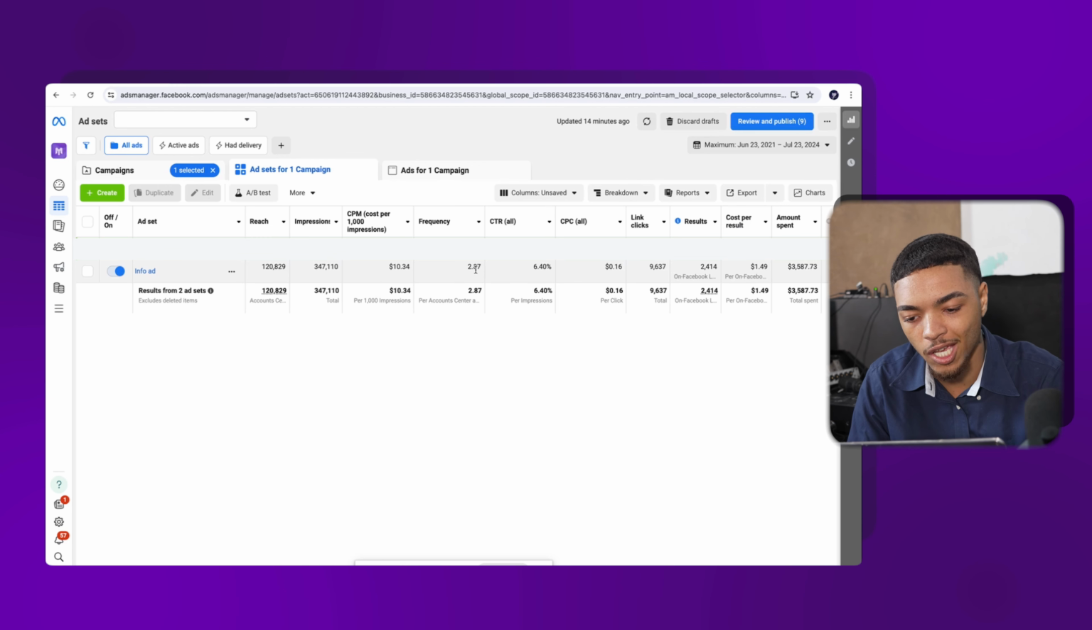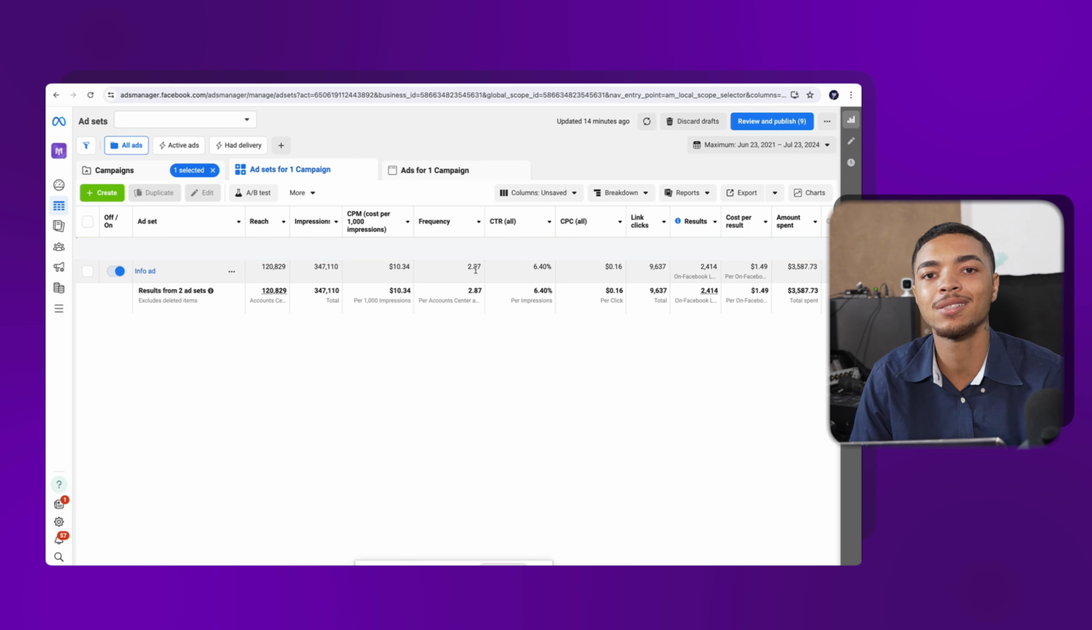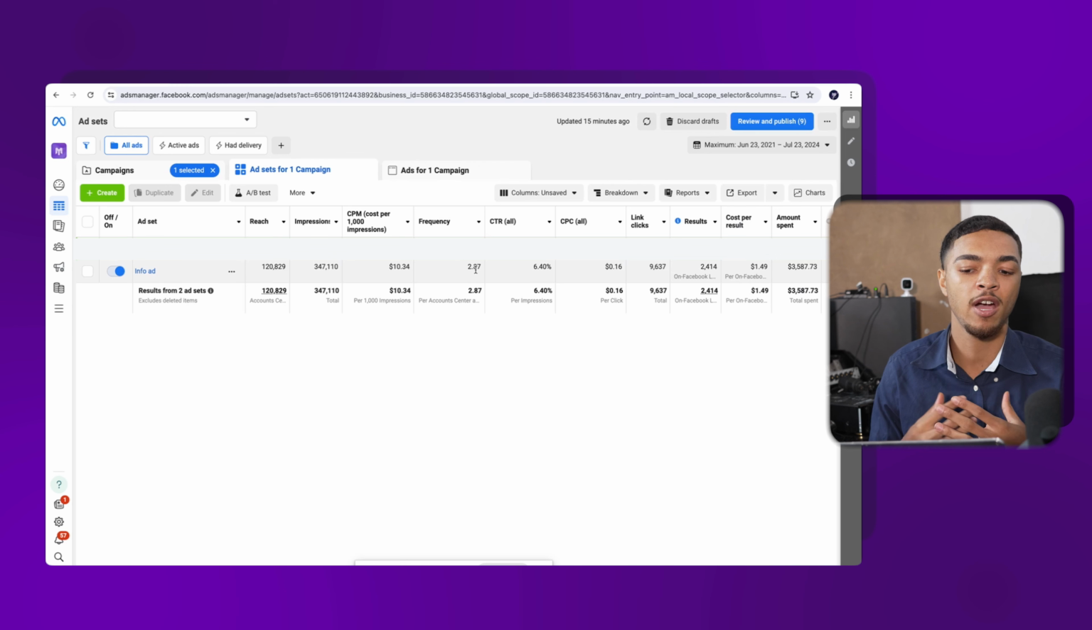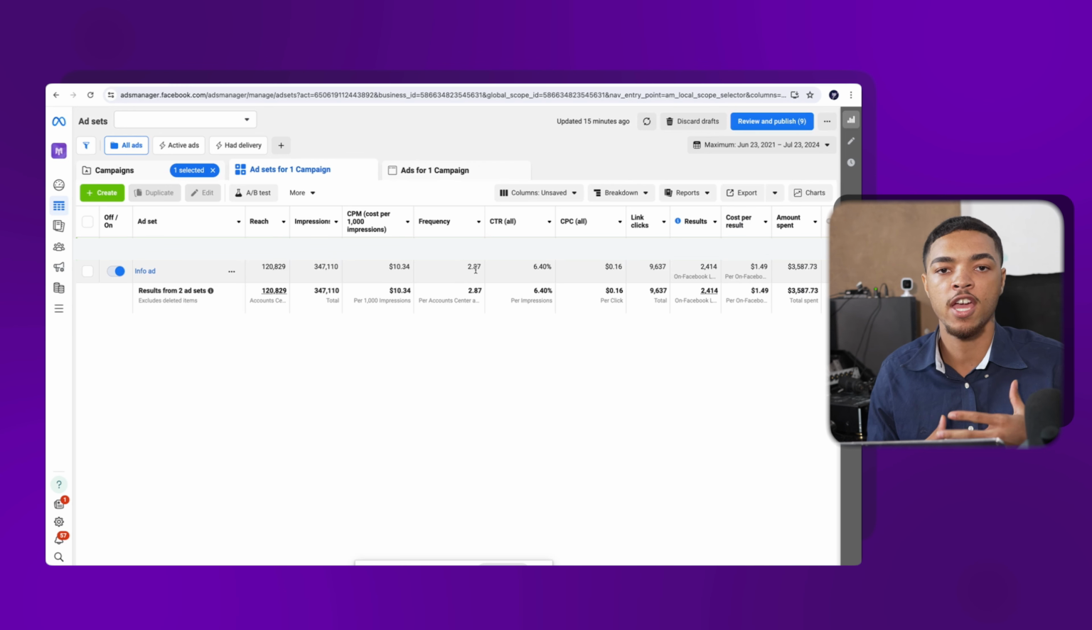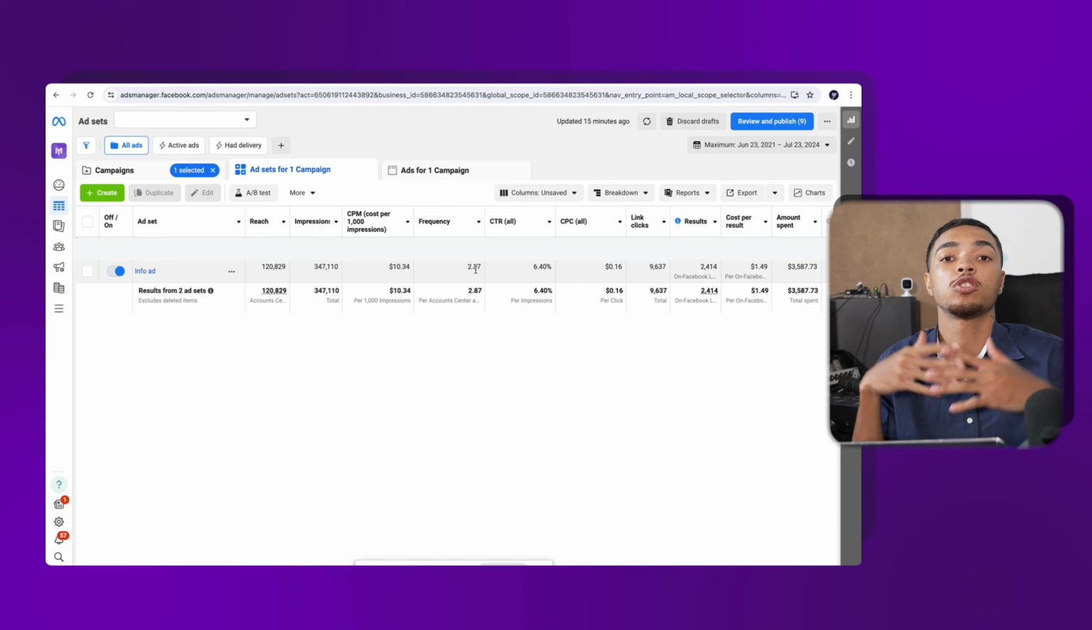For this metric, it really depends on what type of ad you're running and what's the objective. For me personally, if I'm starting a fresh ad where the budget is very low, I want to go for as low frequency as possible, because what that means is I'm just showing it to more people.